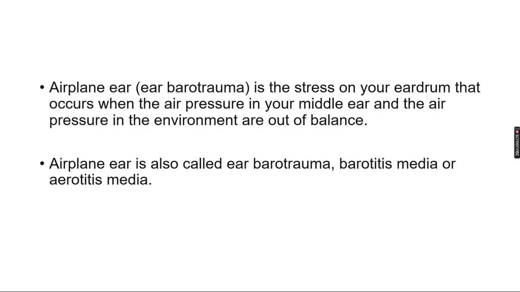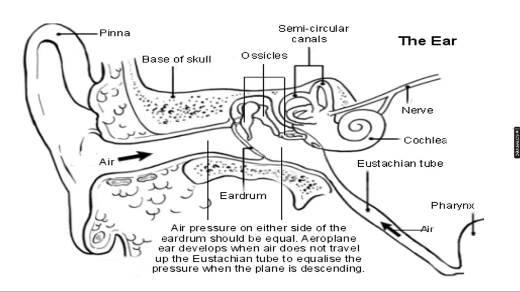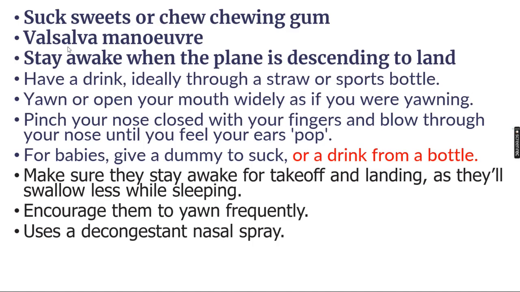Now I'll talk about the different ways to prevent it. There are many ways: you can suck sweets or have some chewing gum with you. You can perform the Valsalva maneuver, which I will tell you about later in this video. You can stay awake when the plane is descending to land. Have a drink, ideally through a straw or a sports bottle. You can yawn or open your mouth widely as if you were yawning.